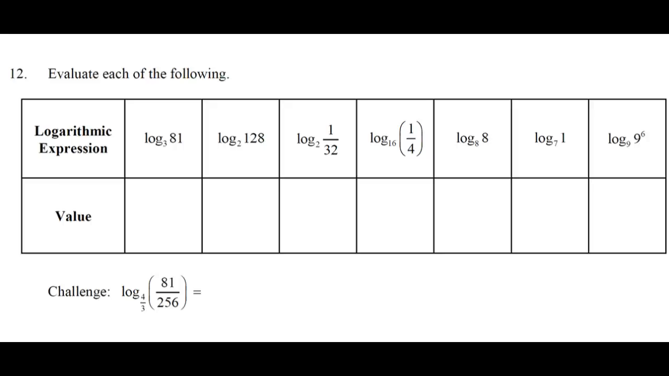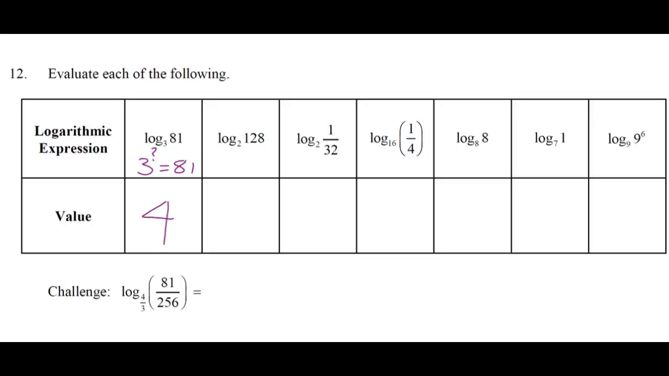Evaluate each of the following. So here's what I ask myself. I'm doing this. 3 to the what gives me 81? 3 to the 4, right? So you can think this: 3 to the what is equal to 81. That's converting from logarithmic form to exponential form, right? And whether you explicitly write it out or not, you need to be thinking it.